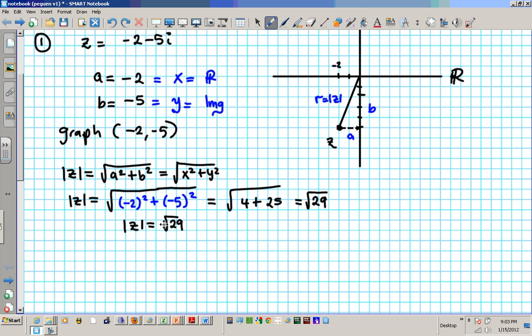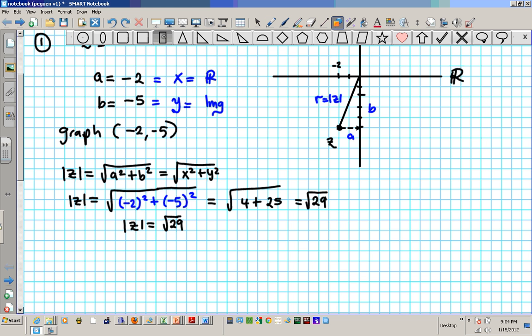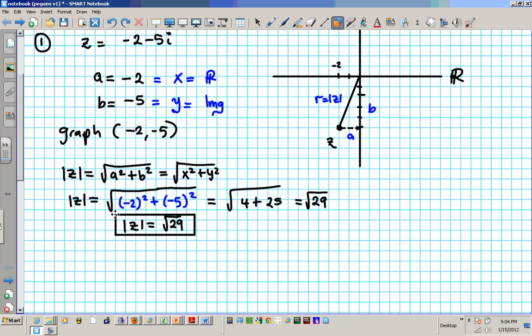What does that mean? It means that this length right here from the origin to the point is root 29. We're going to find the approximate value, which is slightly over 5. You can do that with your calculator, but this is sufficient for me. Okay? Alright. Now let's try another example.